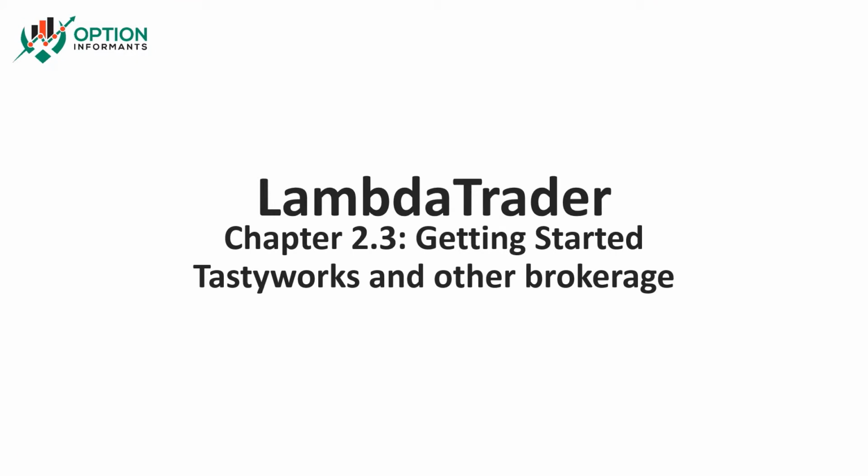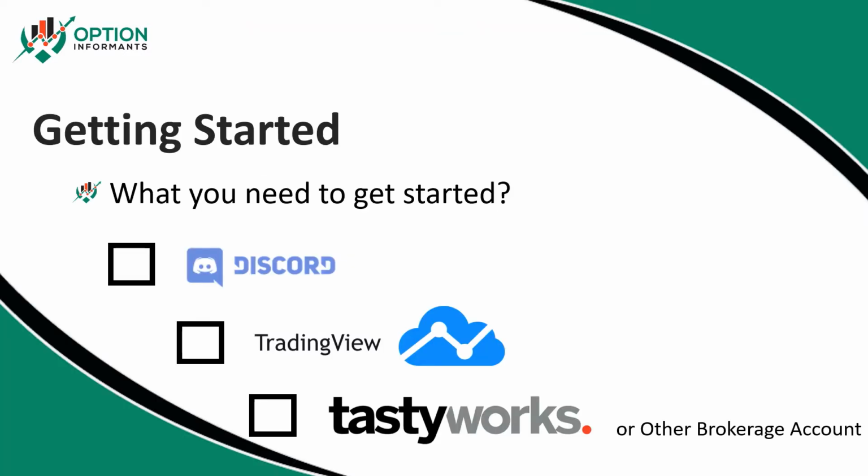All right, informants. So we reached the last part of what you'll need to get started with LambdaTrader, and that's setting up a brokerage account. Now here at Option Informants, we do use Tastyworks primarily, but you are welcome to use anything else such as Thinkorswim or even Robinhood for that matter. But again, at the end of the day, you just need some type of brokerage account with option level trading 3.